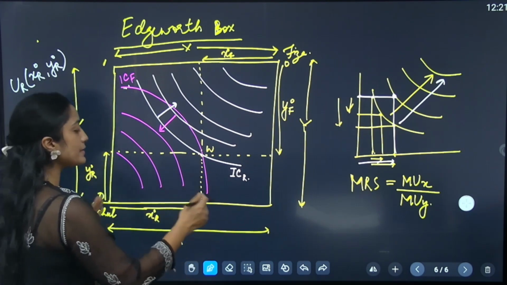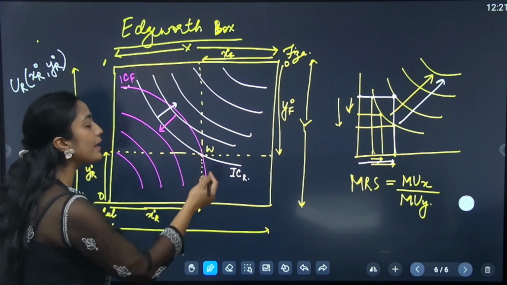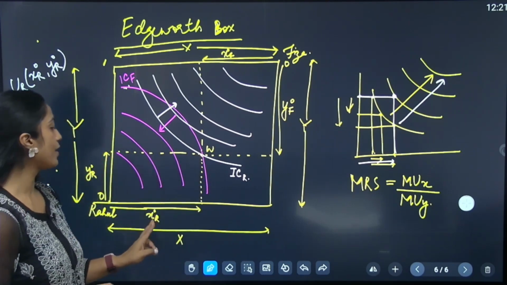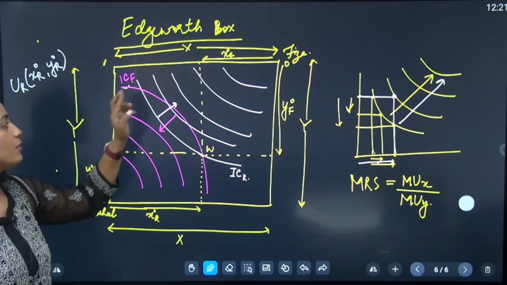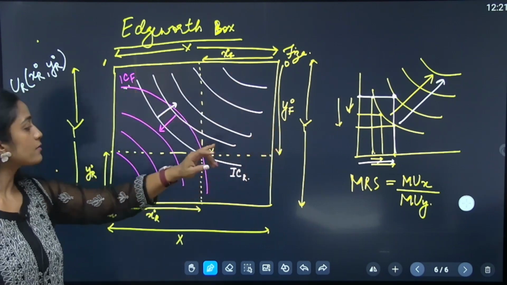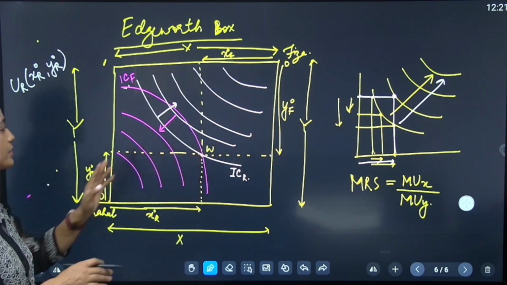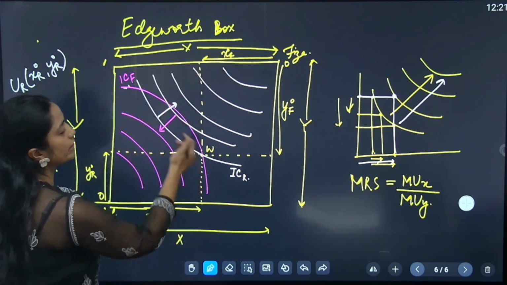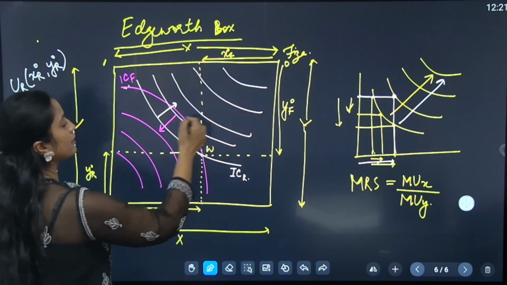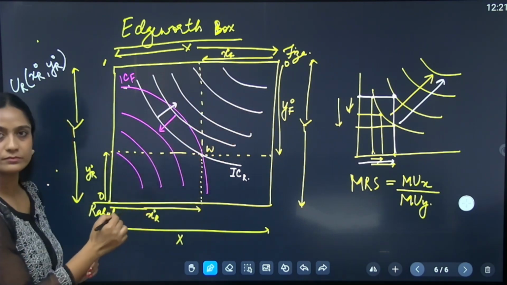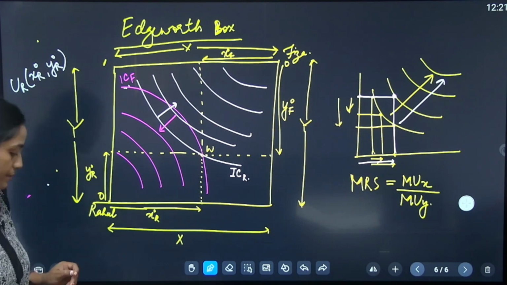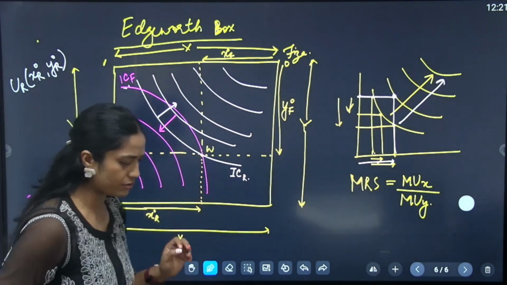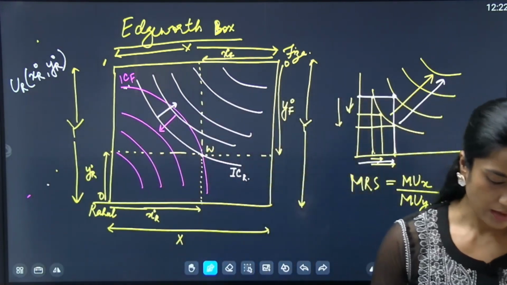So this single point can mark 4 quantities. It marks the amount of good X with Rahul, good Y with Rahul, good X with Fiza, and good Y with Fiza. Because of this twin origin sort of diagram, we are also able to plot the indifference curves of 2 different individuals. All right. Now let me remove these other indifference curves, and let's let that stay there.